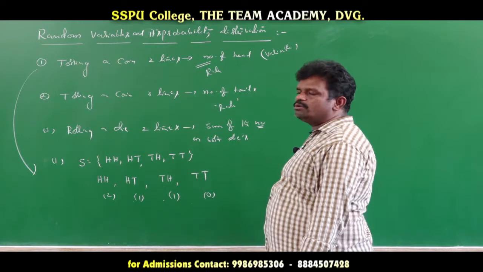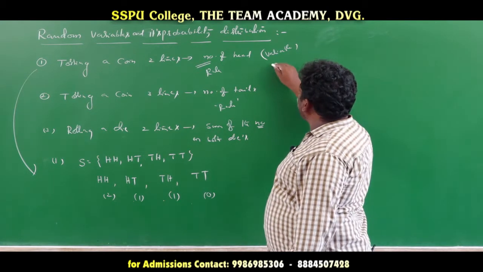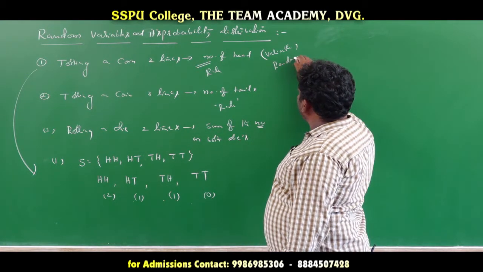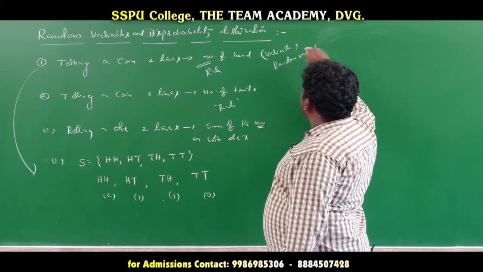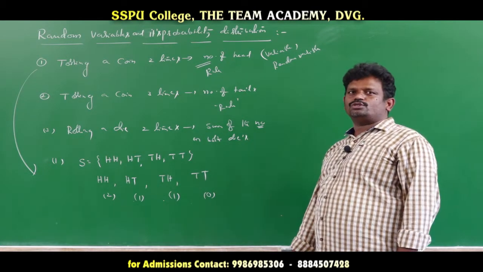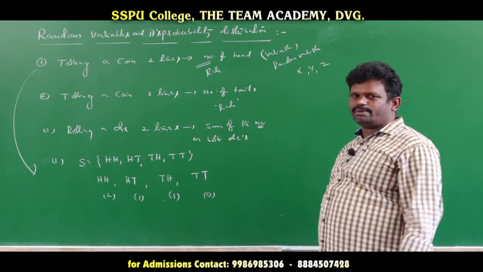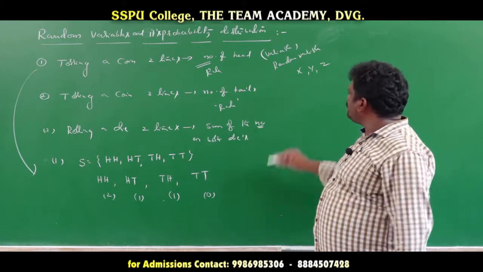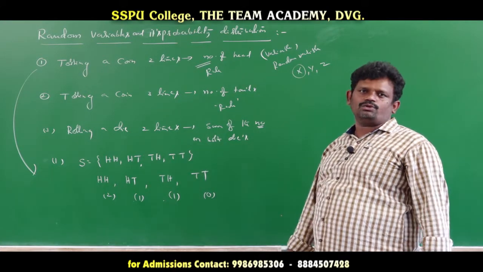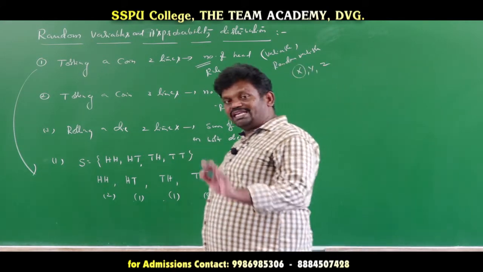Here the random variable is the number of heads. This variable is also said to be a random variable. Generally, a random variable is denoted with a capital letter X, Y, Z, and for a random experiment we denote it with capital X. Understood this one? So what is a random variable?